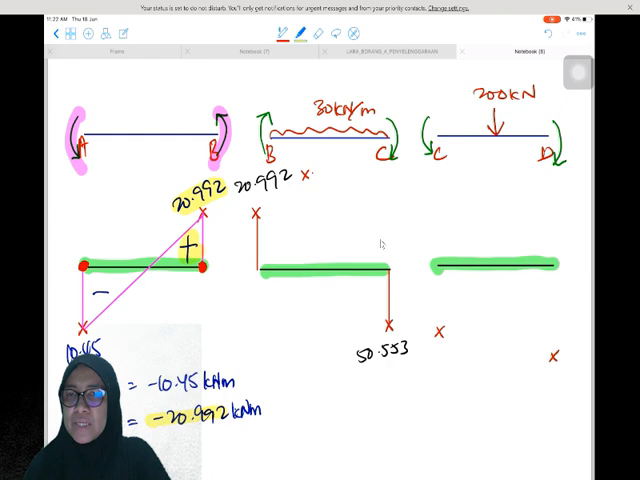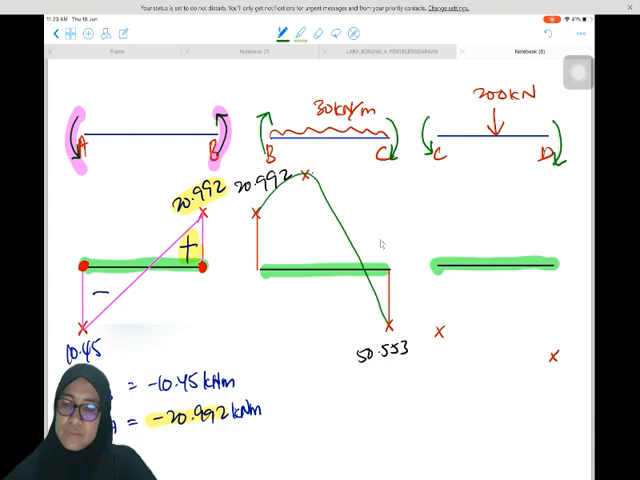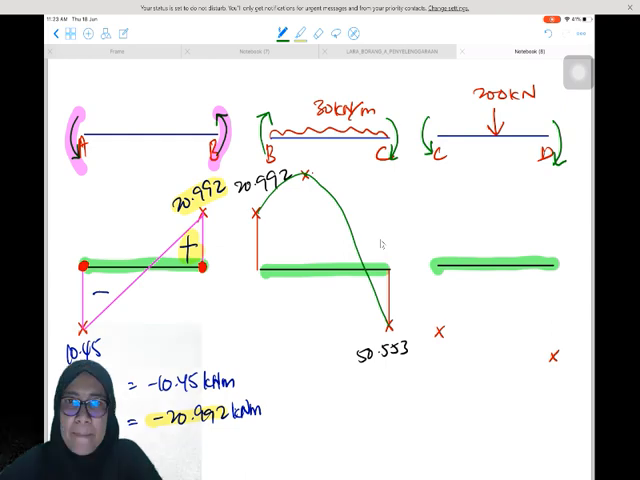Okay, so what we need to do is here, since BC has UDL, so for the bending moment diagram we must draw the curve line. So we have to draw that. Okay, curve like this. Draw it as smooth as you can. So this is the bending moment diagram for member BC.